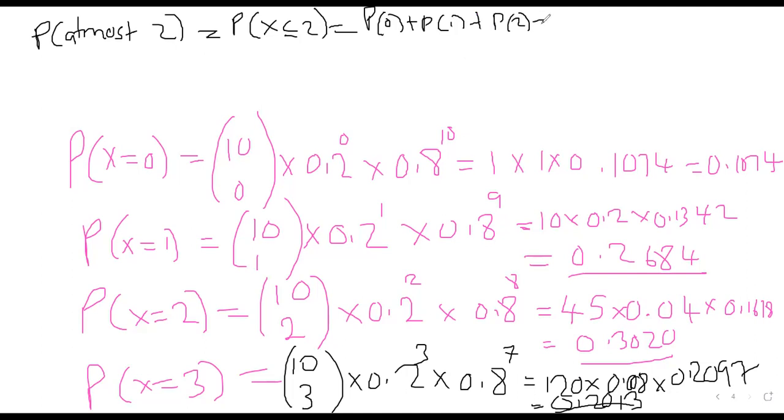So what's the probability of 0? 0.1074. What's the probability of 1? 0.2684. What is the probability of 2? 0.3020.